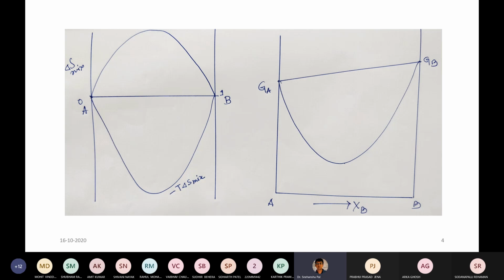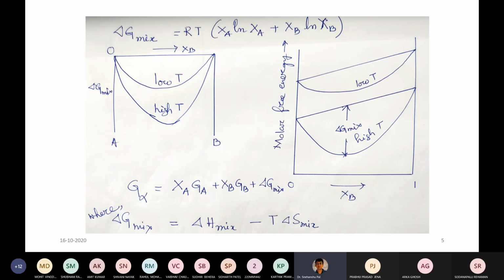And there is an increasing entropy on mixing as expected, because when you are doing mixing, del S always increases. Del S mix always increases. So now you are going to get the free energy of mixing. What is that? That is RT (Xa ln Xa plus Xb ln Xb).